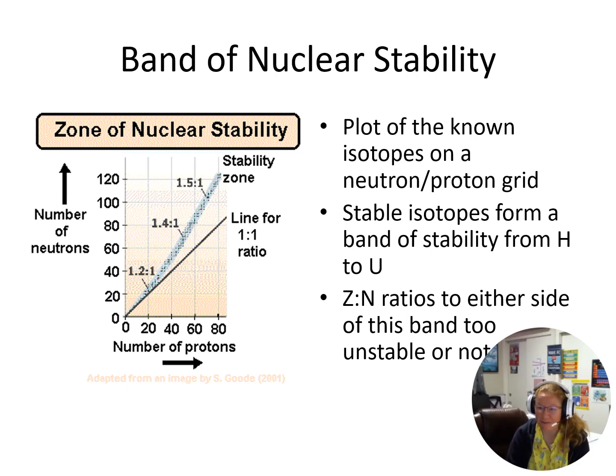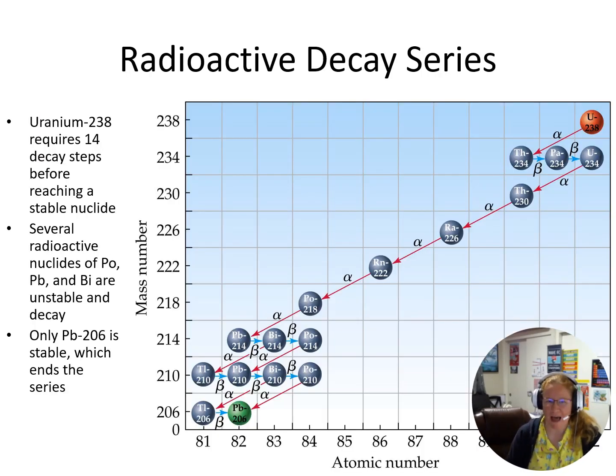As we get further down the periodic table, to heavier and heavier elements, we end up needing more and more neutrons per each proton to help keep everything stable. A lot of times something will decay until it gets to something stable. Uranium-238 goes through 14 different decay steps until we get down to something that's stable. Lead-206 is stable. It will end this decay series. So we get a series of alpha and beta decays until we get down to something stable.